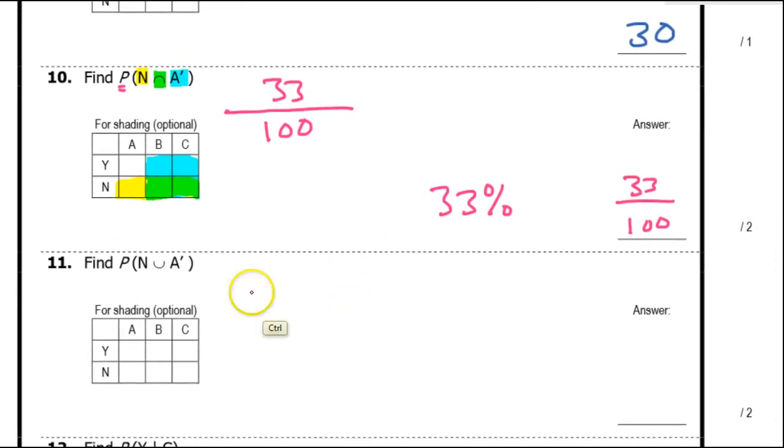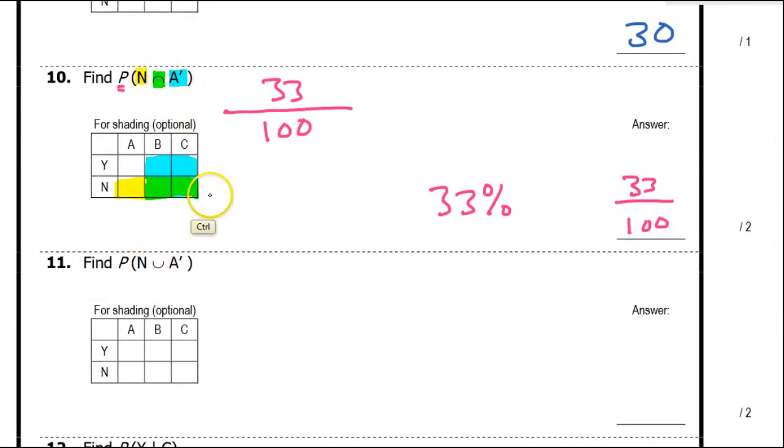Moving on. So when I do "and," I do two colors and use the overlapping part only. When I see an "or" problem, which is what this is, then I only use one color. I use one color for everything because when you're doing "or," you just want all of everything. So I'm going to highlight N in yellow. And then I'm going to highlight not A in yellow also. So here's A, so not A is over here. For an "or" problem, you just keep everything you highlighted.